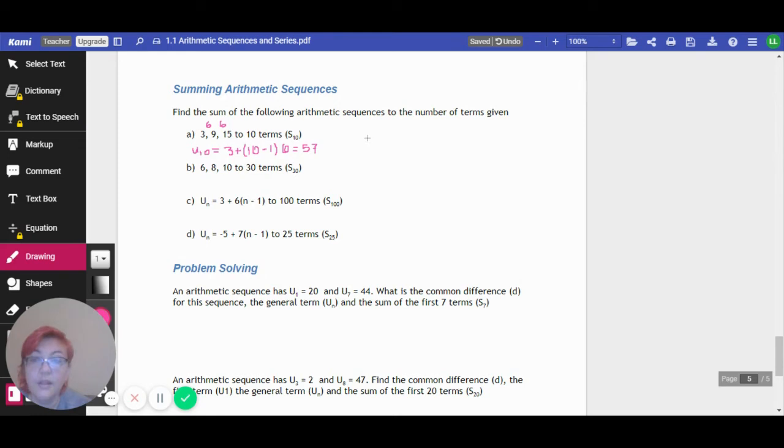So then, the sum of the first 10 equals n, which is 10, divided by 2 times the sum of the first term and the 10th term. Okay. 10 divided by 2 times 3 plus 57 is 300.